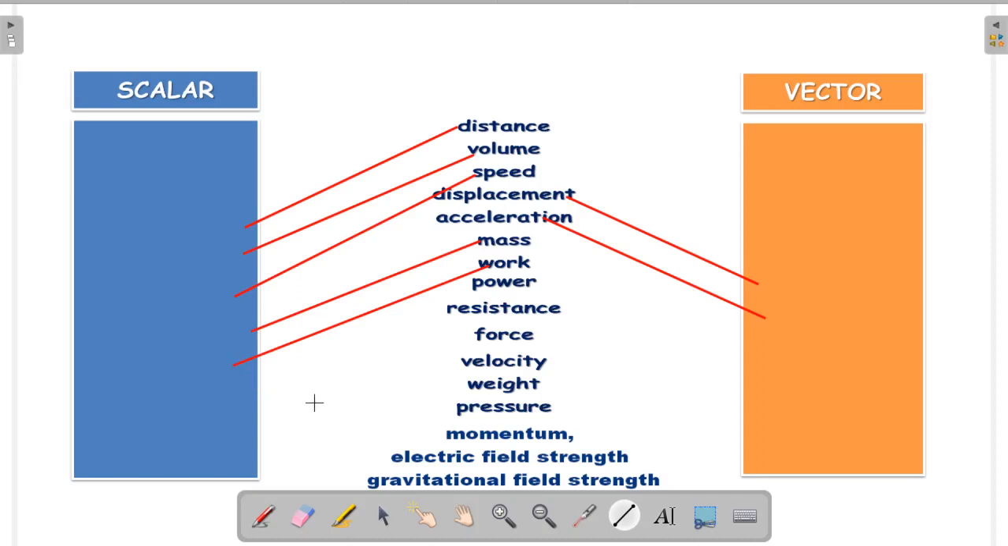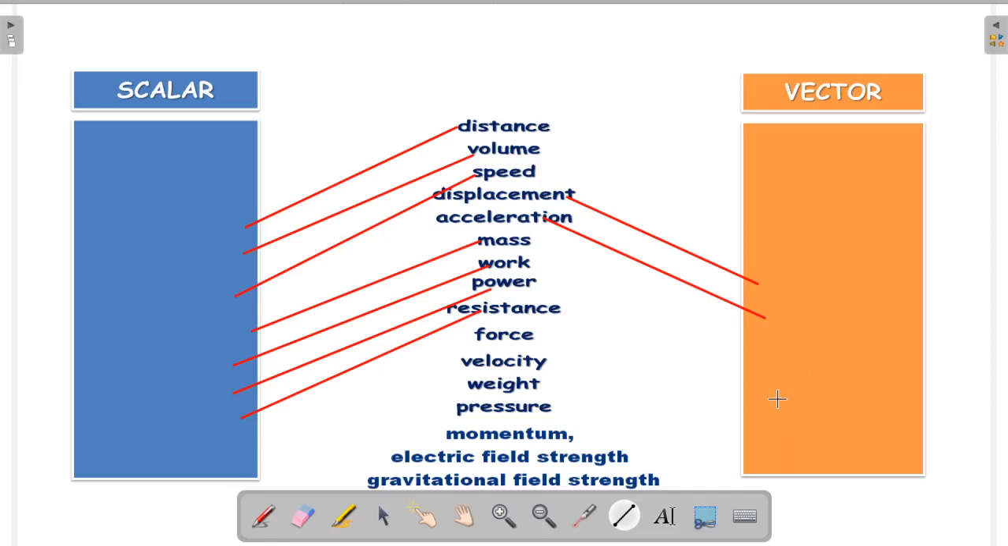Work. We can find the amount of work as an energy. So energy and work are both scalar quantities. It's only magnitude. There is no direction. Power is a scalar quantity because it indicates the amount of work per time. Power is a scalar quantity because work is a scalar quantity. Resistance only indicates an amount. For this reason, resistance is a scalar quantity.